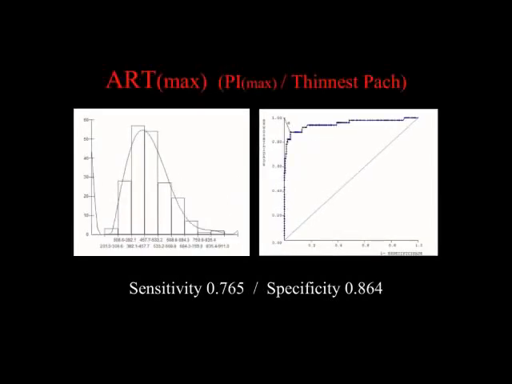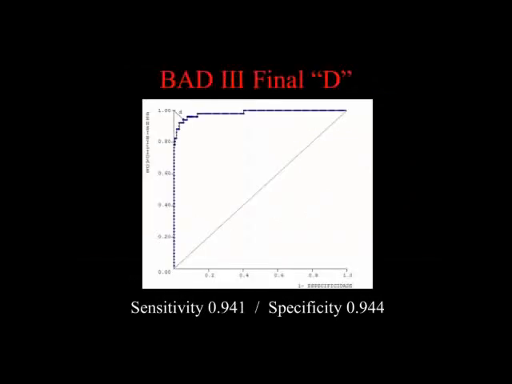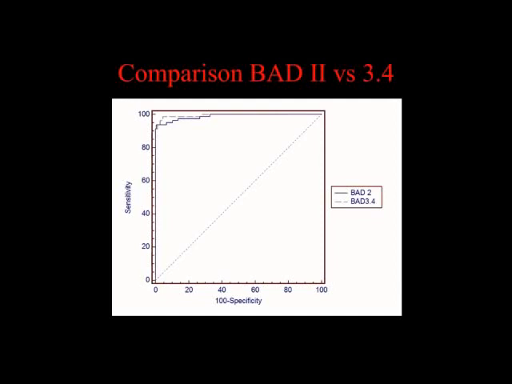Here's Kmax, and again, I'm not a big proponent of curvature, but you'll notice that Kmax also has a fairly poor area under the curve tracing. And here's Ambrosia relational thickness. And this was the final new AUROC curve for the Belin Ambrosia version 3. Had a sensitivity of 0.94 and a specificity of 0.94.